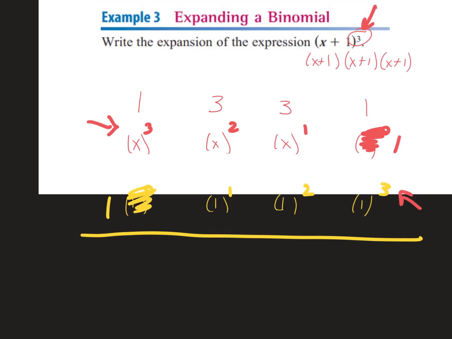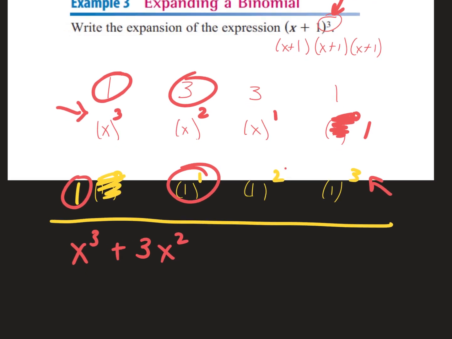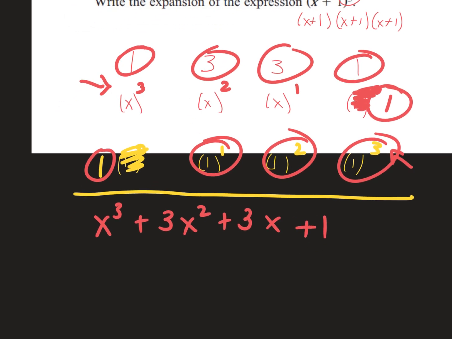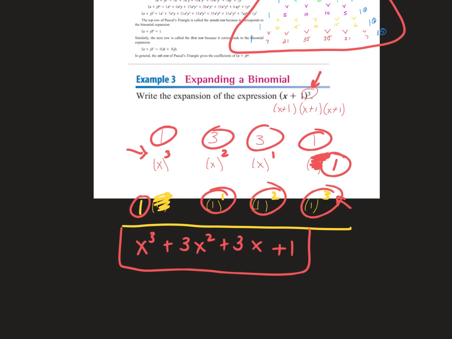And now we just distribute exponents where we need to and multiply numbers, stick the letters on the back. So I have 1 times 1 is 1 times x cubed is 1x cubed. 3 times 1 is positive 3, and then I have x squared. 1 squared is 1 times 3 is, again, positive 3, and that's x. Then I have 1 times 1 times 1, which is positive 1. And there you have expanded the binomial using Pascal's triangle.